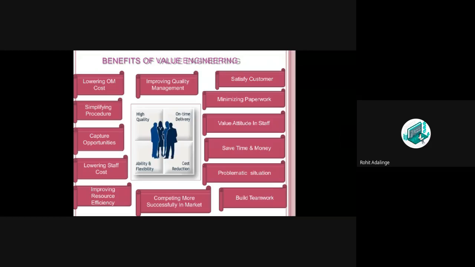Then improving quality management, because if you are organizing the processes in a proper manner and there is no loophole in the management, then it will be helpful to improve the quality of the product and the quality management. So the outcomes are in this manner: high quality, on-time delivery, ability and flexibility, and cost reduction. The quality of the product will increase, delivery will be on time, customer satisfaction will be there, and the cost of the product will get reduced.